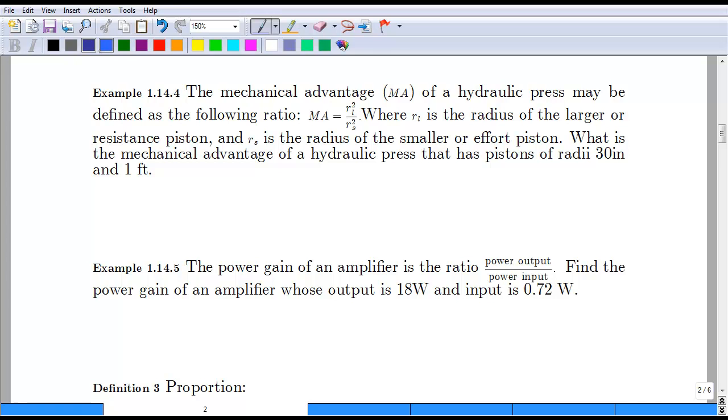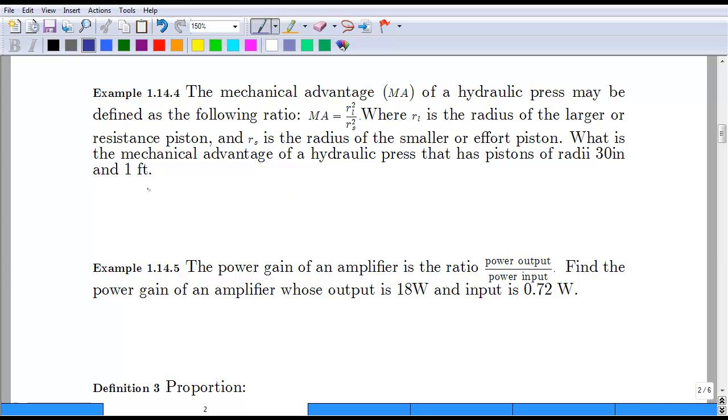Another example here, again, mechanical advantage. This time we're talking about a hydraulic press, so something that's using fluid into a cylinder to produce pressure. And the mechanical advantage for a hydraulic press is R_L squared, where R_L is the radius of the larger piston, divided by R_S squared, which is the radius of the smaller or effort piston. So again, the amount that you have resistance divided by the amount that you have in effort. We want to know the mechanical advantage of a hydraulic press that has pistons of radii 30 inches and 1 foot. Again, the larger piston and the smaller piston.